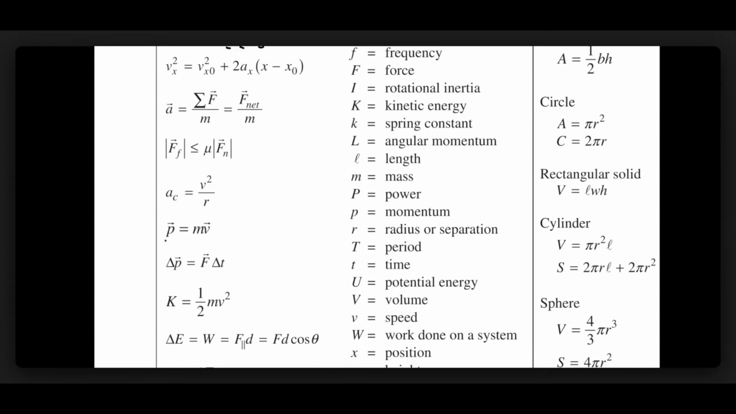Angular momentum is going to be L is equal to I omega. So again, I'm swapping out velocity for omega. I'm swapping out the mass for rotational inertia. So mass, I should mention, is just inertia. That's what Newton said in his first law. An object in motion stays in motion because of its inertia. It's the law of inertia.